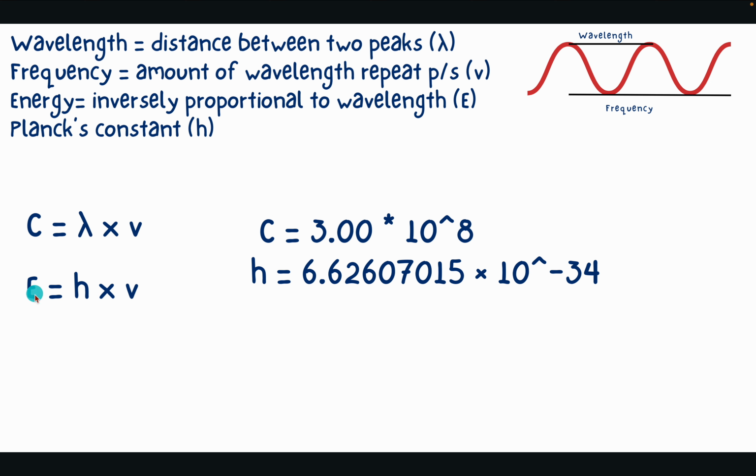E is the energy. The energy is equal to Planck's constant, which is h, that is listed here, times nu, which is frequency. So energy is Planck's constant times frequency. This means that frequency is equal to the energy divided by Planck's constant, and lambda, which is the wavelength, is equal to the speed of light divided by the frequency.